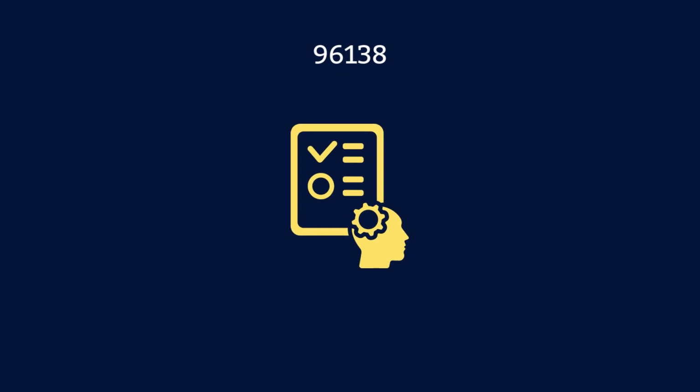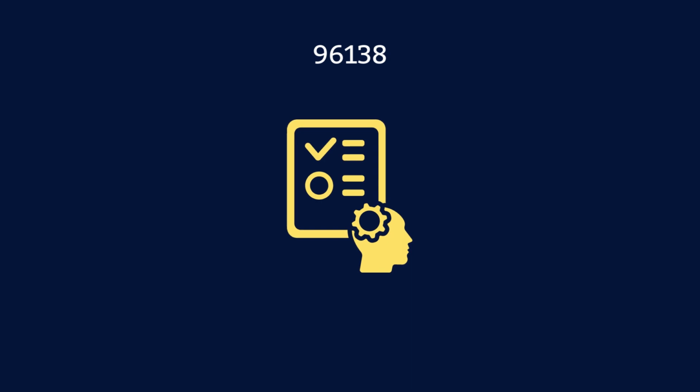CPT code 96138. You can use this code when a technician administers 2 or more psychological or neuropsychological tests or scoring that takes 30 minutes or less. Just like code 96136, this requires that at least 2 tests are administered for any method. Each additional minute administered, you can use code 96139.